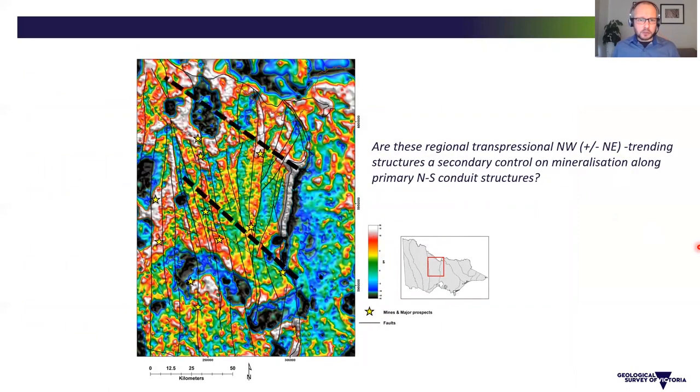So here's the two structures that I showed earlier. You can see the mines and prospects in the stars there. And really the question is, what are these regional transpressional northwest trending structures potentially a secondary control on mineralization along the north-south primary structures that are tapping the volcanics and bringing up the gold-bearing fluids? So maybe they're being localized by these other north-south and potentially northwest and potentially northeast structures.